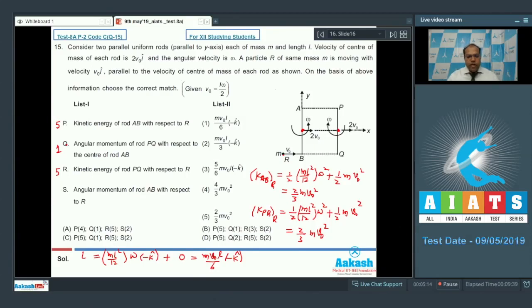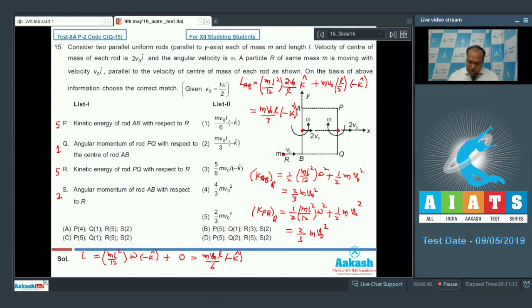If I check the angular momentum of rod AB with respect to R, it can be written as I ω, so mL²/12 into ω, where ω is 2v₀ by L. The sense of rotation is anticlockwise, so that is k̂, plus the angular momentum of center of mass with respect to the frame of observation. With respect to this frame, the center of mass is moving in this direction with a velocity of v₀, so its angular momentum is m v r, that is m into v₀ into L/2. The sense of rotation is clockwise, so minus k̂. If I solve this, it comes out to be m v₀ L/3 into minus k̂. So the correct matching of entry S is 2.